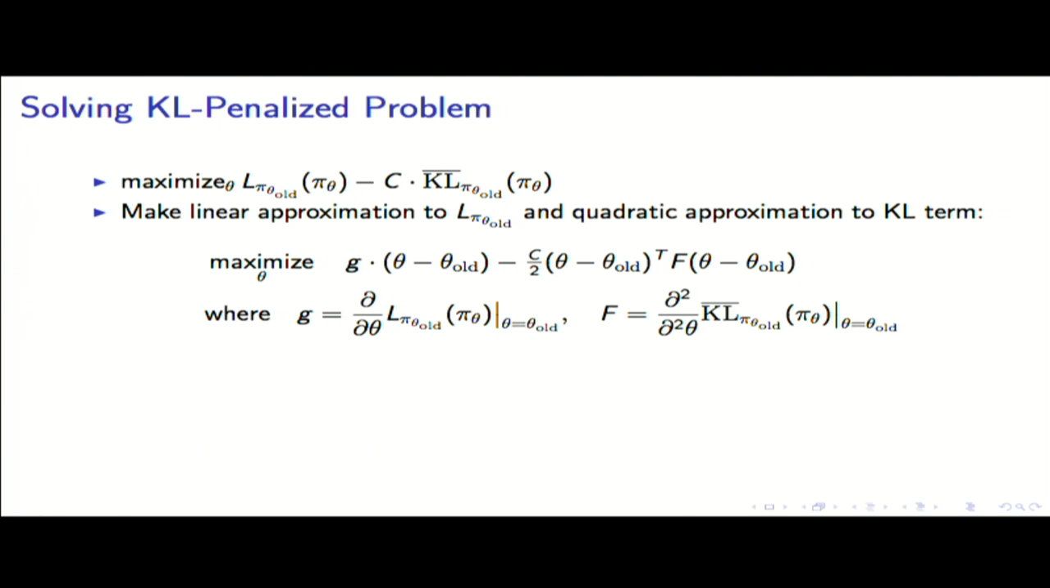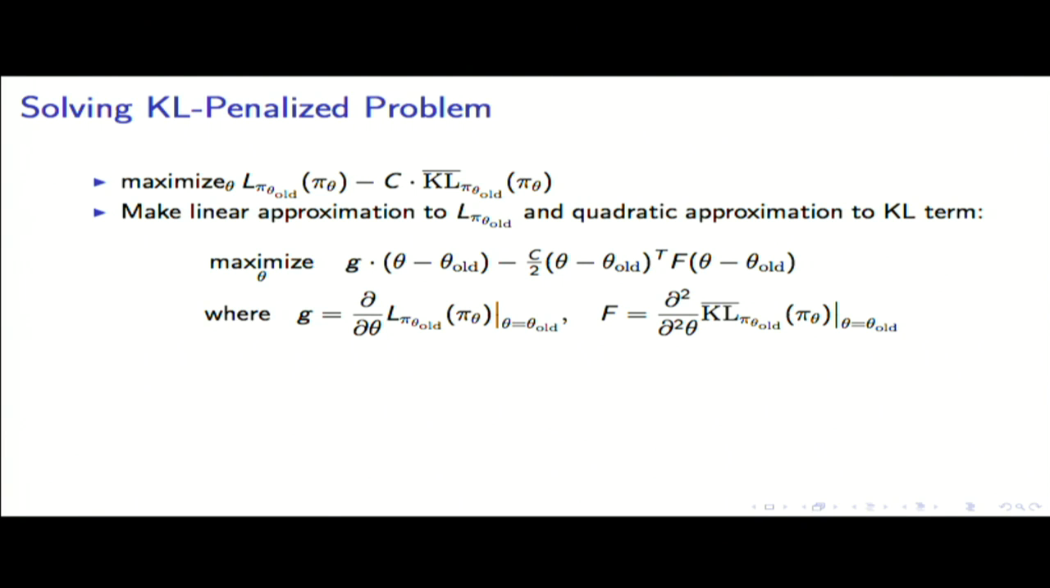So we want to maximize this penalized objective, which is the surrogate loss minus some coefficient times the KL divergence. And what we're going to do is make a linear approximation to the surrogate objective and a quadratic approximation to the KL divergence. This is what you often do in numerical optimization: you construct a series of subproblems where each subproblem is easy, where each subproblem is an approximation of the original problem that is locally valid around your current iterate. So that's what we're going to do here.